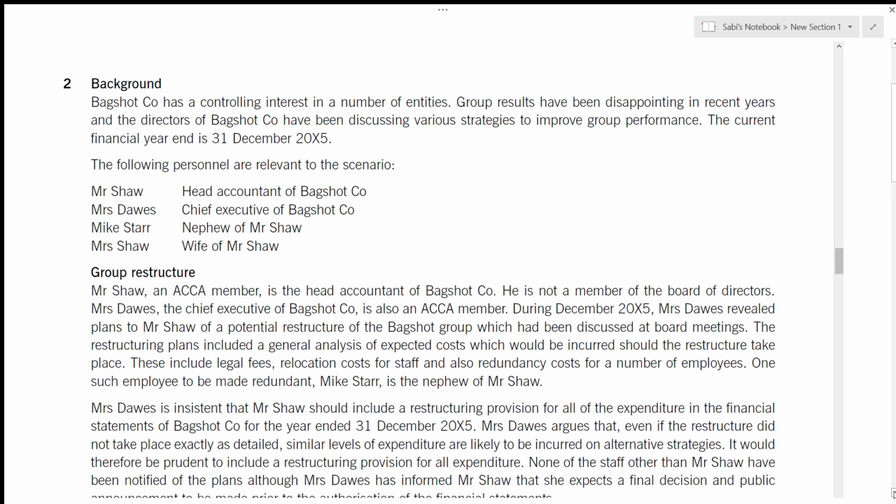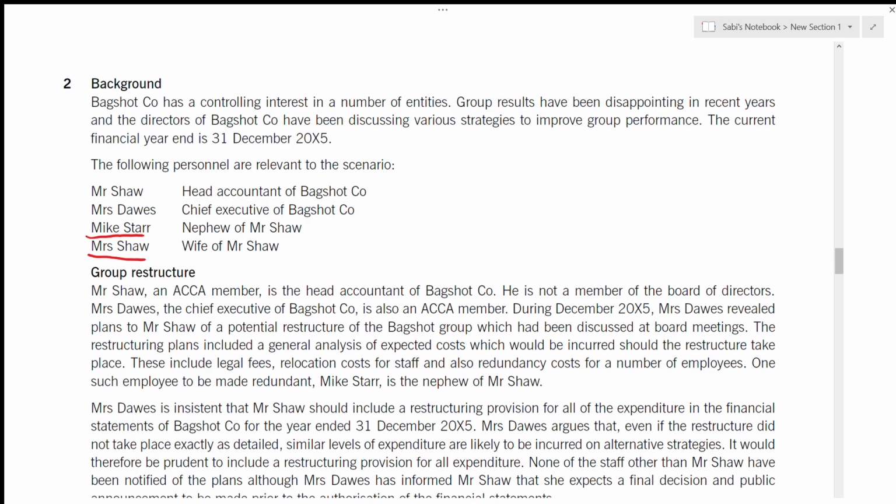The main thing you have to take care of is this one and this one, because they are the relatives of the head accountant, Mr. Shaw, right? Whenever you have a relative or a family member in the business, two questions will arise out of this. One is a related party transaction question will come. We already saw that there's a question of related party transaction, and another question which will arise is ethics.